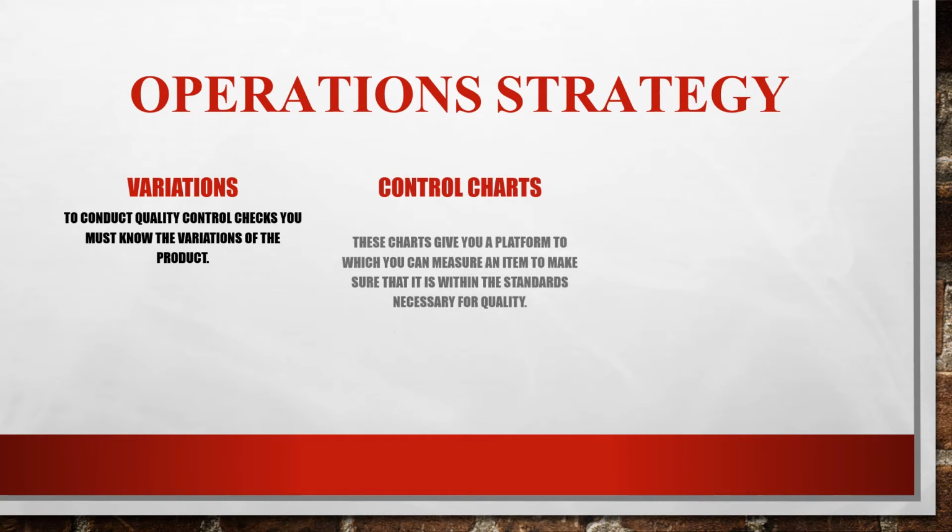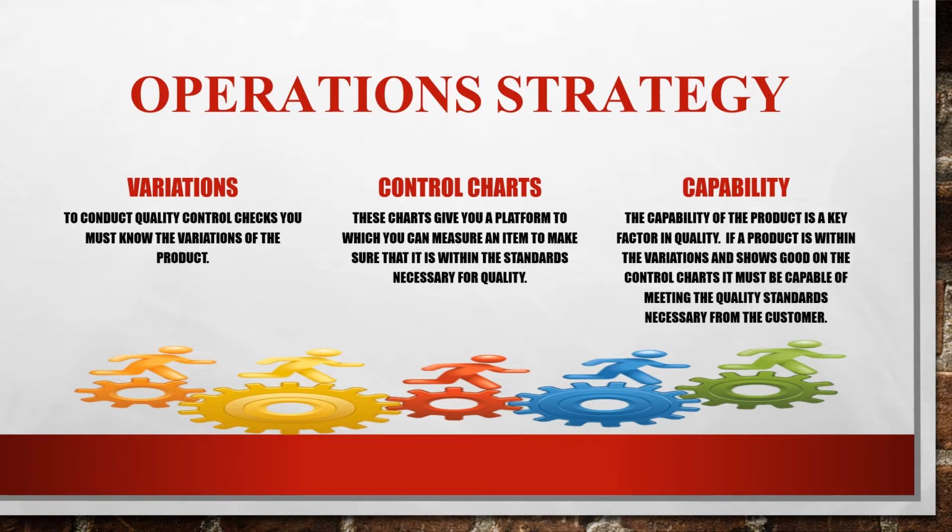First, you must know what your variation of your product is. Then, utilizing the control charts, make sure that they are within standards necessary for quality through variations. Then, the capability of the product is a key factor in your quality. If a product is within the variation and shows good on the quality control charts, then it must be capable of meeting quality standards.